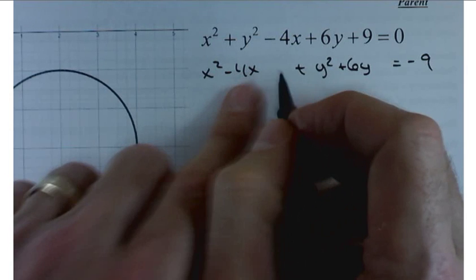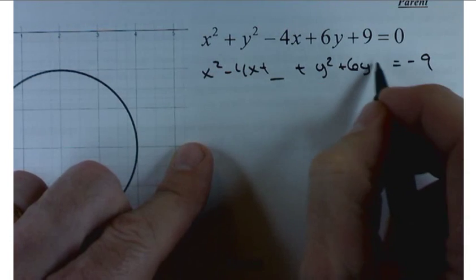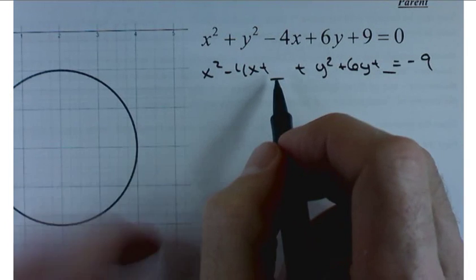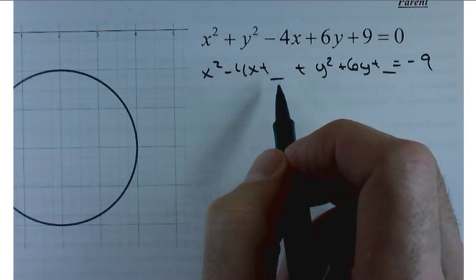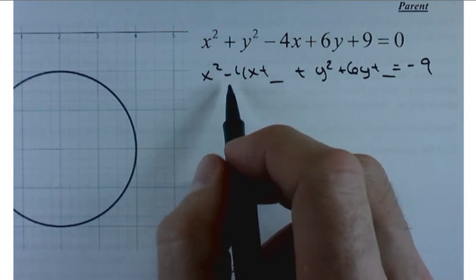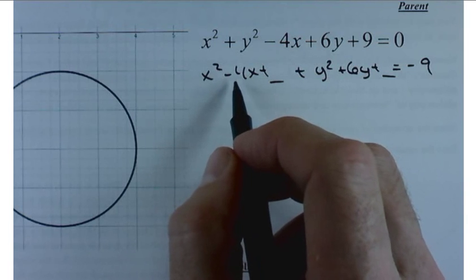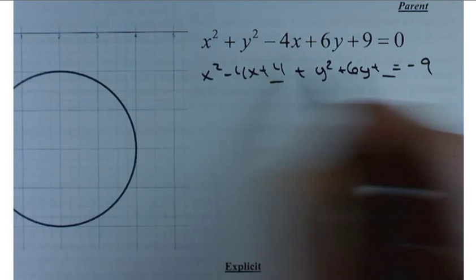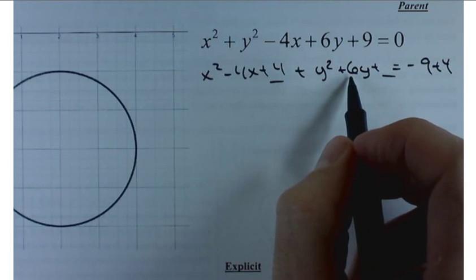Let's complete the square on both of these things. So here and here. What number do I add here to get a perfect square? 4. Remember, you take half of the middle number. Half of negative 4 is 2. Squared is 4. So I'll add 4 to both sides. Half of 6 is 3. 3 squared is 9.